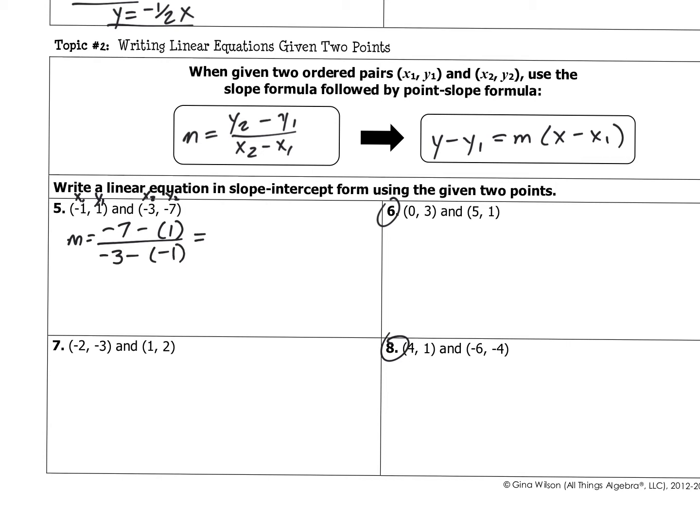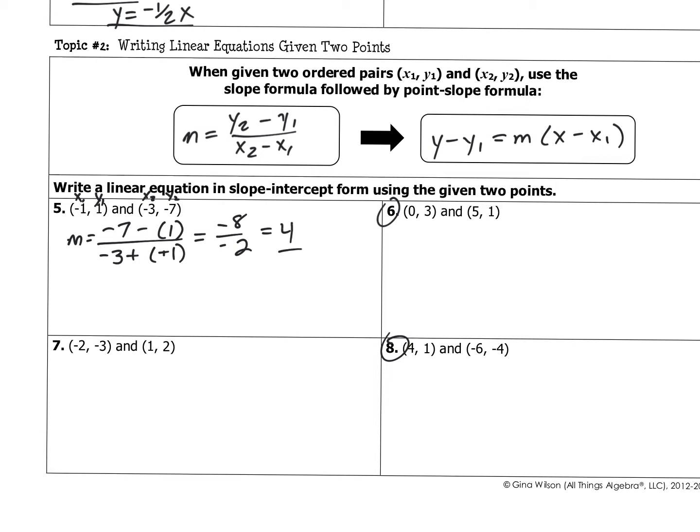I only substituted the second values into parentheses here, because that is where there can be a double negative situation. As long as I substitute those in parentheses, I will see clearly if it's a double negative. So -7 minus 1 is -8. -3 plus +1 is -2, and a negative divided by a negative makes a positive 4. So 4 is my slope.